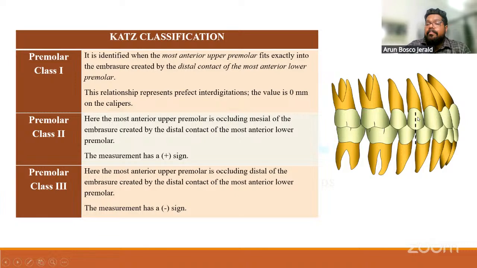If the maxillary first premolar is in front of this relation, then it is a class 2. If it is behind, it is called a class 3 premolar relationship. So if it is in front, that is, if it is a class 2, then it is indicated by a positive sign, and we can measure how much it is in front. If it is 3 mm in front, we can indicate it with a +3 sign. And vice versa for class 3 premolar relationship. So that's about Katz's premolar classification.